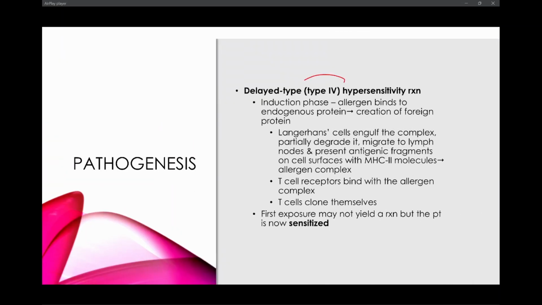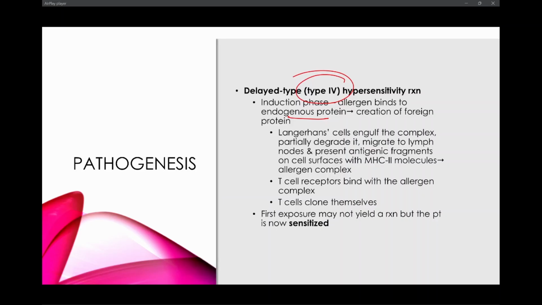So again, type 4 hypersensitivity reaction. This is your delayed. And delayed, remember, requires T cells. So we know our T cells are going to be important here because this is a type 4 reaction. So there's an induction phase where the allergen will bind to an endogenous protein, and that causes a creation of a foreign protein. This is not normal to our body. It's an outside substance. It's a foreign substance.